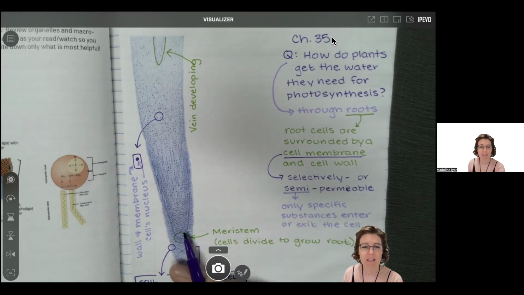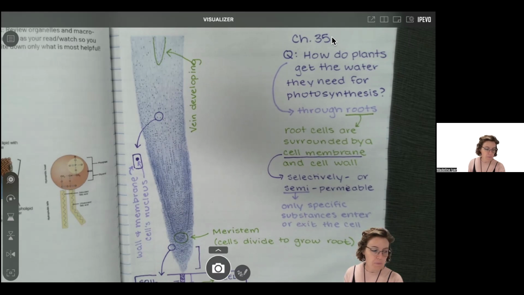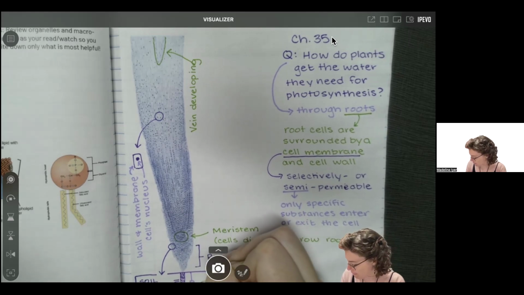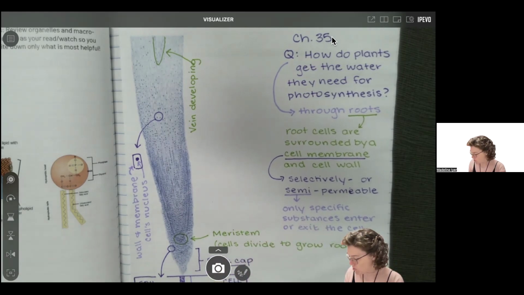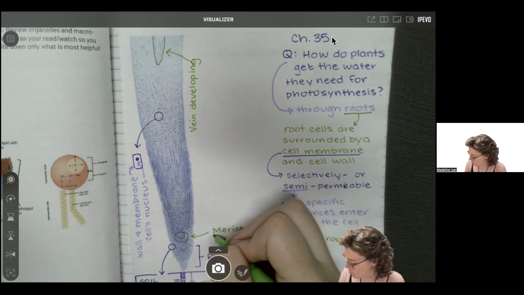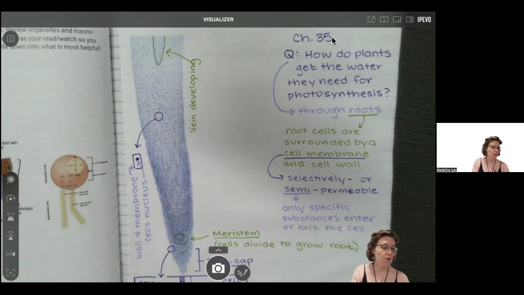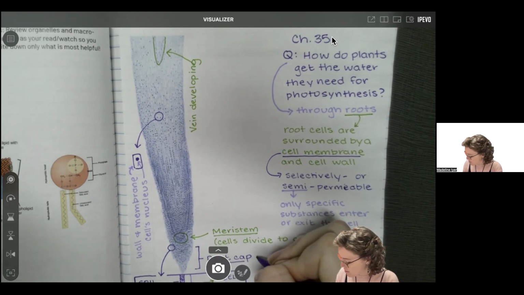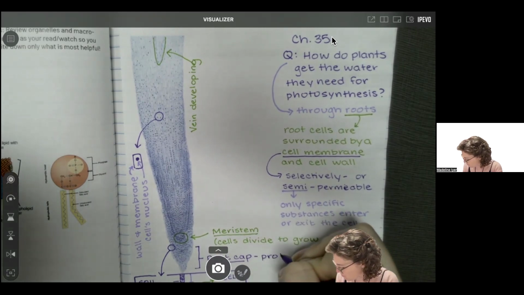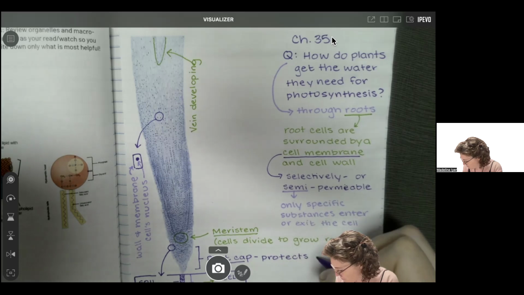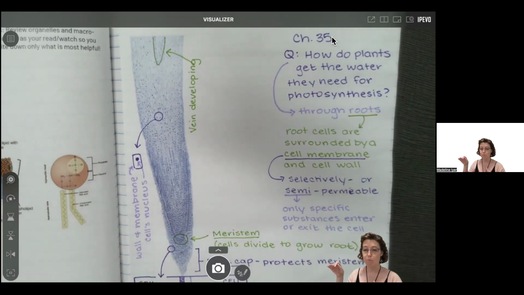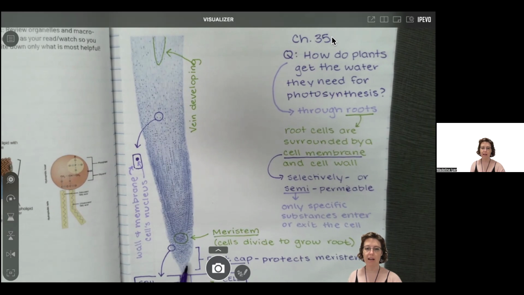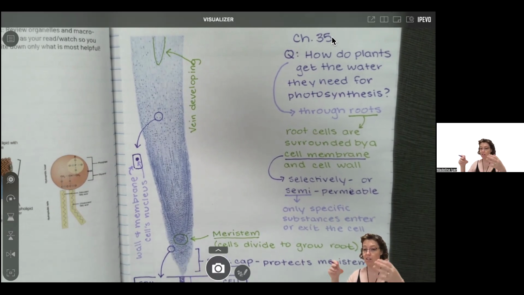These are our new baby cells, and they're really tender. But these cells out here form what's called the root cap. Oops, I forgot to underline meristem. So that's our root cap, and it protects the growing meristem cells. And so that's how the root sort of pushes its way through the soils. This root cap works like a helmet, and the meristem behind it just keeps dividing and dividing and dividing, growing more and more cells, lengthening that root.